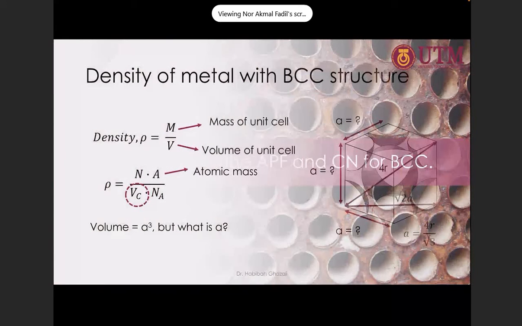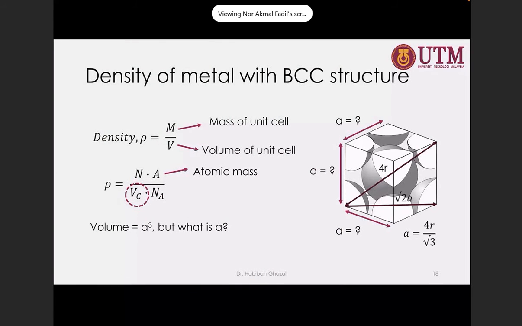This is BCC. Okay, you can determine the APF for this one. So similar. You have to cancel the value of R for both top and bottom for the APF. For BCC, it is the volume of atoms over the volume of cell. Then you get the APF for the BCC. Okay, any other question?